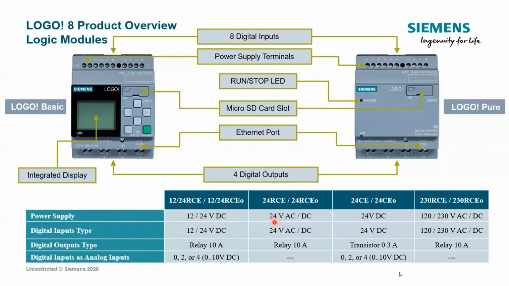And the power supply can be 24 volt AC or DC. Similarly, the digital inputs and the outputs are relay type with 10 amp rating. The third one is the 24 CE type. This is purely DC with 24 volt only on the power supply and digital inputs, and it is without relays on the output side. So the outputs are transistor type with maximum 0.3 amps load.